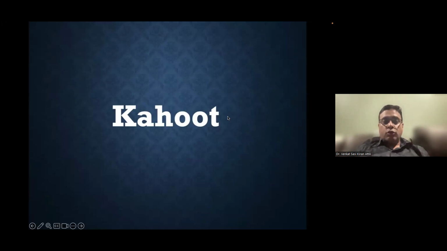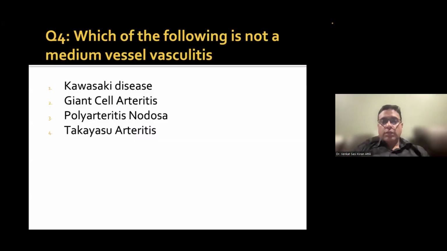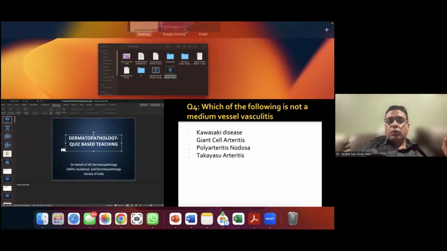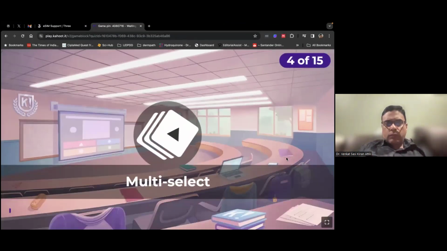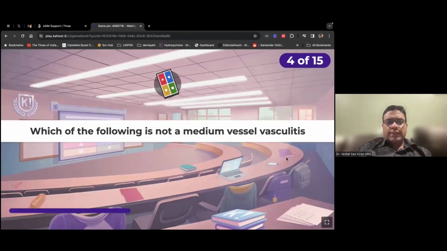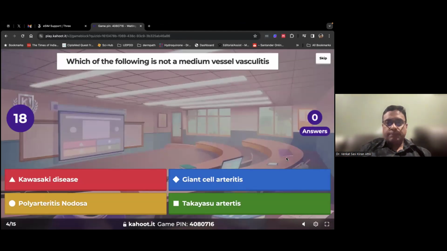Okay, so this brings us on to the next question in Kahoot. Which of the following is not a medium vessel vasculitis? So we're going by the book. Your options are Kawasaki disease, giant cell arteritis, polyarteritis nodosa, and Takayasu arteritis. Okay, so your quiz starts now. It's multi-select, so you can choose more than one answer if you want to. It's not essential in a multi-select question to choose more than one answer. Which is not a medium vessel vasculitis.